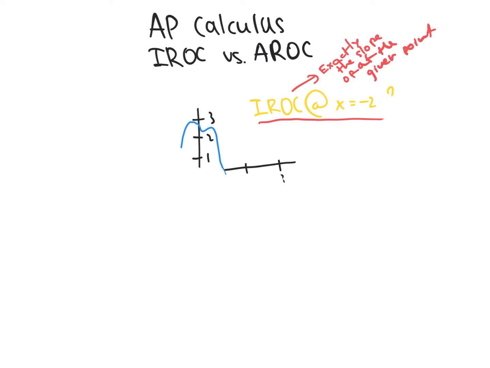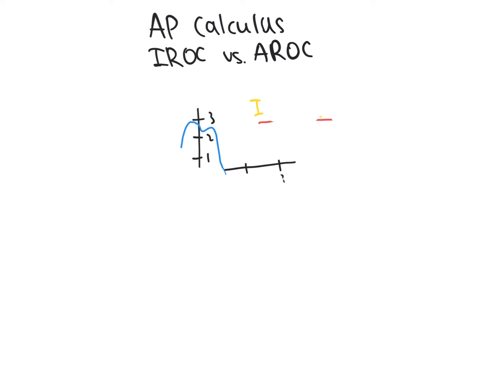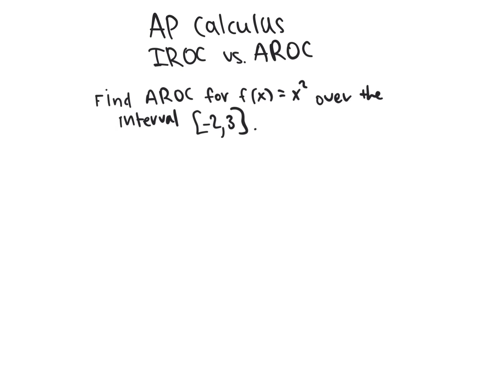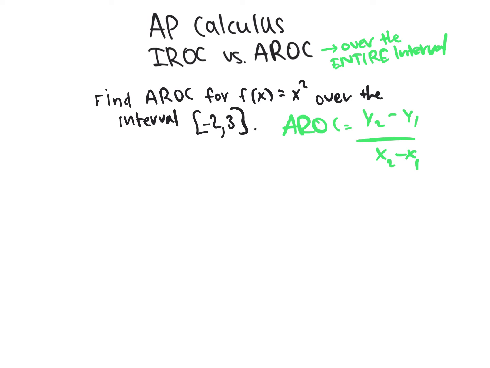So look at another more specific number-based question. Alright, so here's another question. Find the average rate of change for f of x equals x squared over the interval -2 to 3. Now, we are given an interval. So remember, AROC is over the entire interval. Now, we have the interval, but remember, AROC is y2 minus y1 over x2 minus x1. We're not given any y points, except we're given the function.